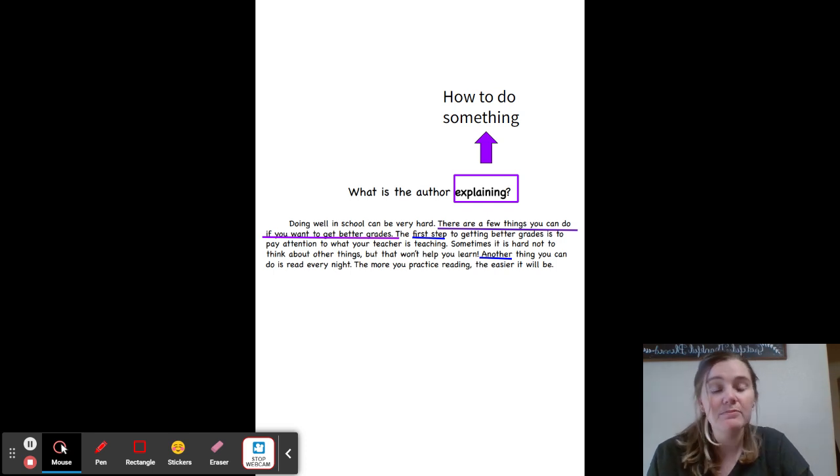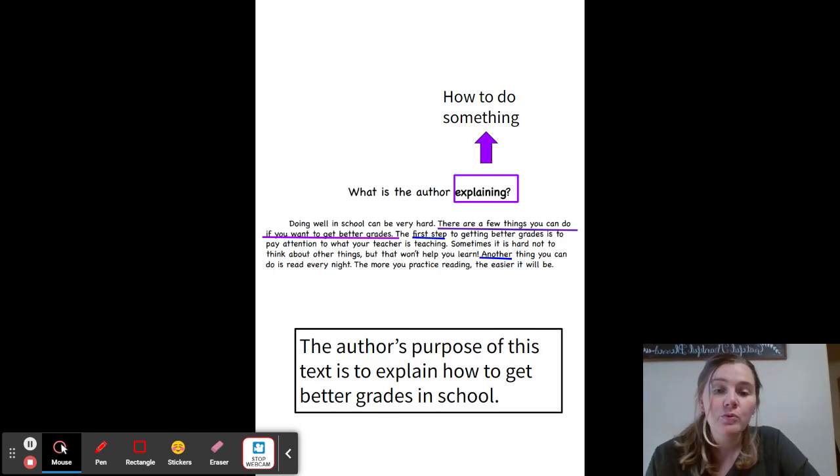And then I would explain to them how the next steps explain to them how to get better grades. So the author's purpose of this text is to explain how to get better grades in school.